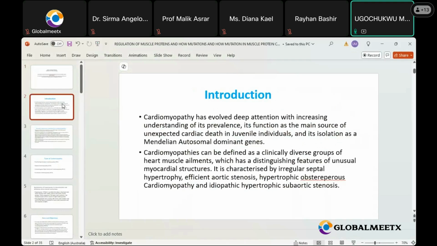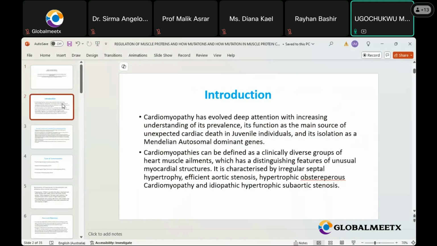Cardiomyopathy has received deep attention with increasing understanding of its prevalence, its function as the main source of unexpected cardiac death in juvenile individuals, and its isolation as a Mendelian autosomal dominant gene.